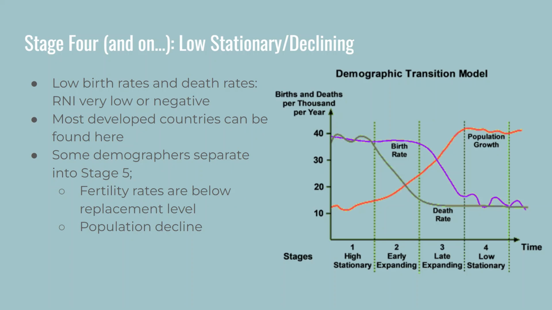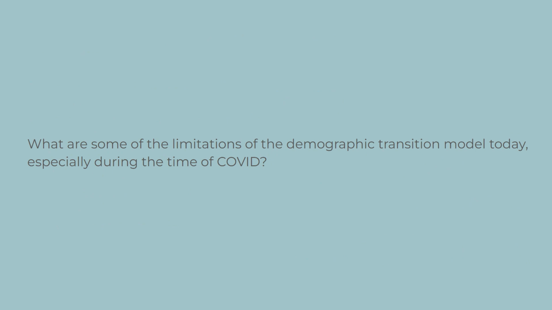So in stage 5, fertility rates are below replacement level and population begins to decline. And as mentioned before, that's characteristic of countries like Japan. Now, a few questions just to think about on your own time. What are some limitations of the demographic transition model today, especially during the time of COVID? I think I mentioned one, especially in the stage 1 part of this recording.